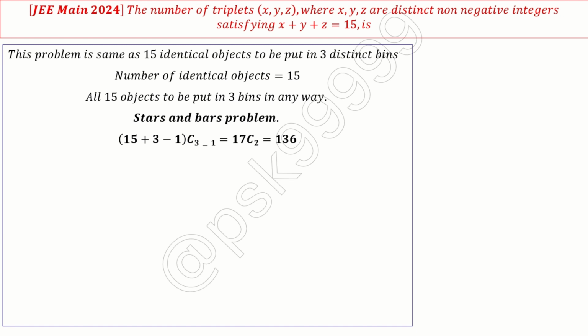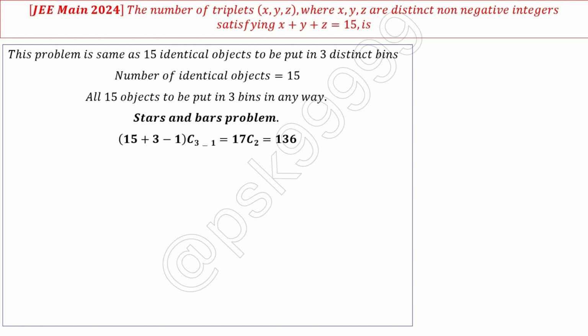15 plus 3 minus 1, because x, y, z, 3 variables are there, right? So 15 plus 3 minus 1 C 3 minus 1, which is 17 C 2, which is 136. If you stop at this point, this problem is correct. But the only thing is there is a word here, distinct non-negative integers. Because of this, 136 is not the answer.